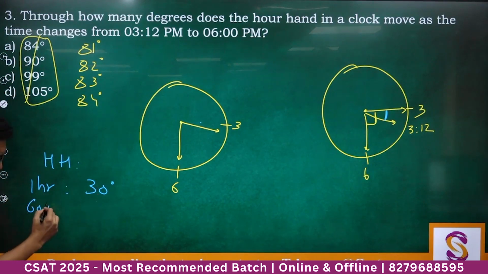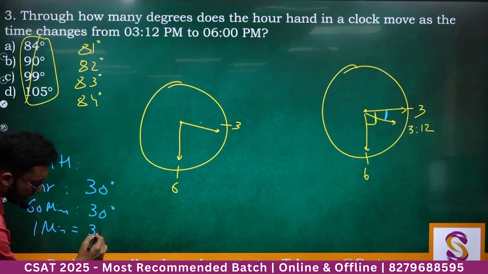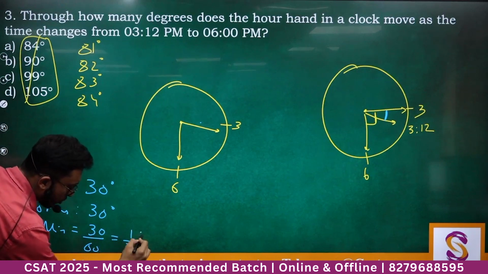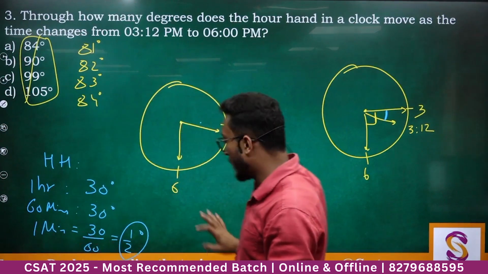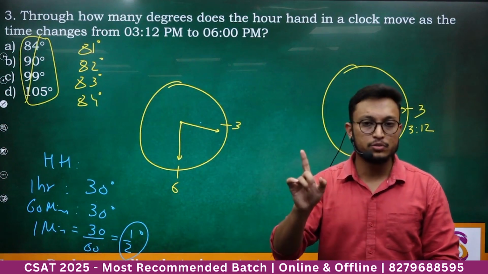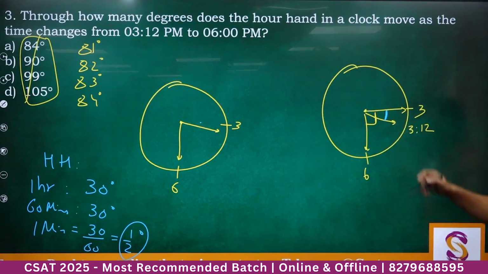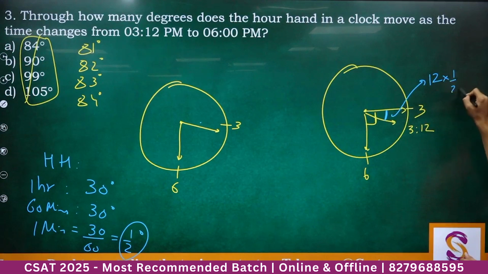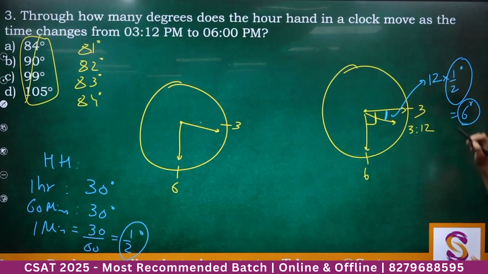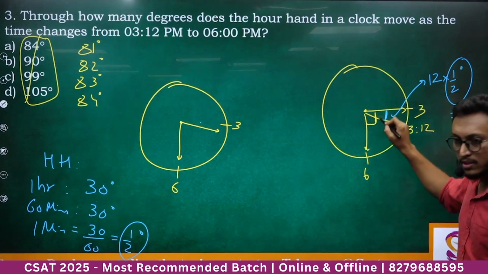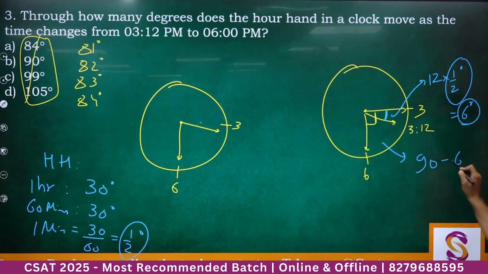1 hour is 60 minutes. In 60 minutes it rotates by 30 degree. So in 1 minute it will rotate by 30 by 60, which is half. So speed of rotation of R hand will be half degrees per minute. In this 12 minutes it will rotate by 12 into half degrees per minute. For the next 12 minutes it will rotate by 6 degrees. So can I say this whole angle, this 90 degree, will be decreased by 6 degrees? So 90 minus 6, that is 84.